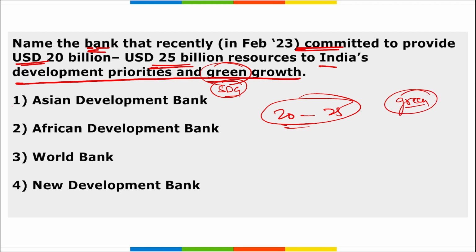So which is the organization? It is your Asian Development Bank that has recently committed to provide 20 to 25 billion dollar resources over a period of 5 years to India, so that India can work towards sustainable development goals.